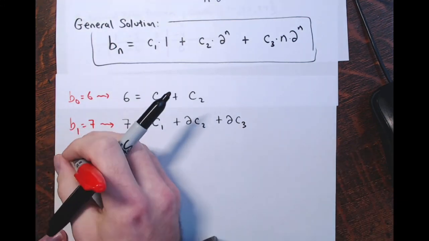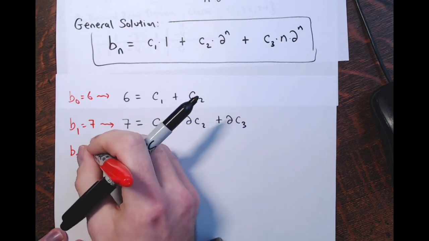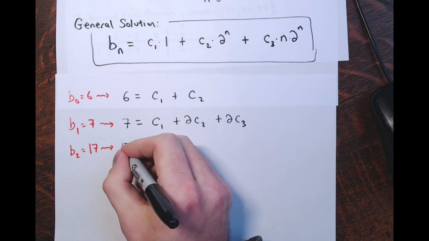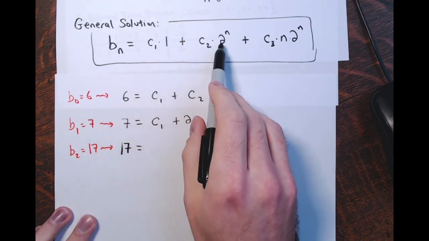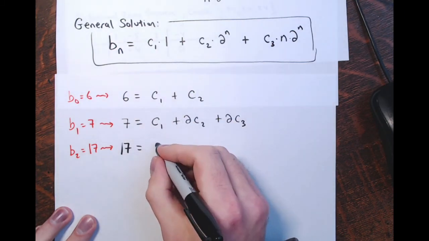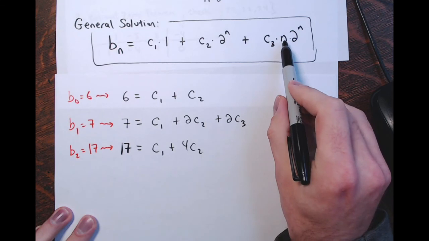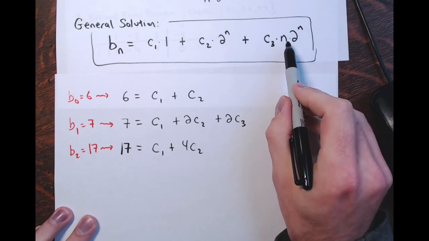And then B2 was given as 17. All right, so this leads me to this equation. We have 17 equals, I'm plugging in 2 for n. So 2 to the 2 is 4, so I get C1 plus 4C2. And then here I have, again, 2 for n. So 2 times 2 to the 2, 2 times 4 is 8.